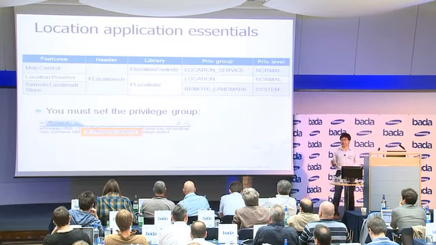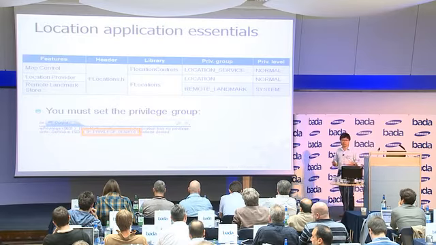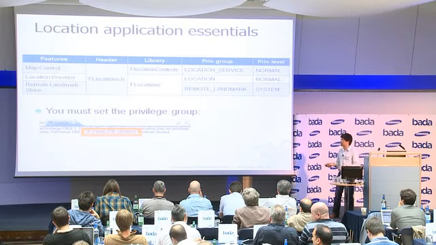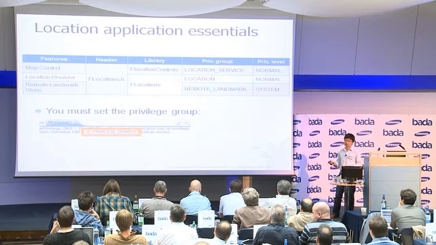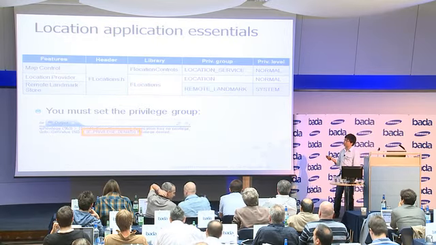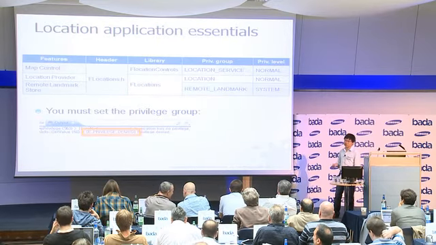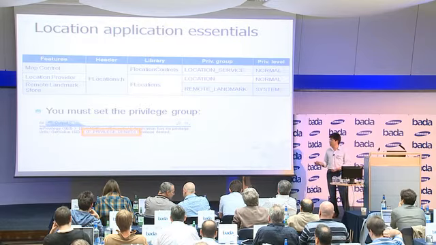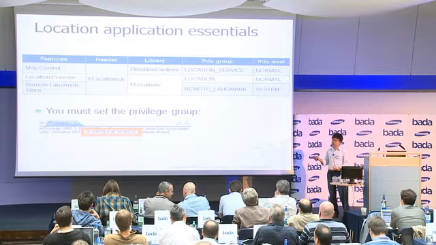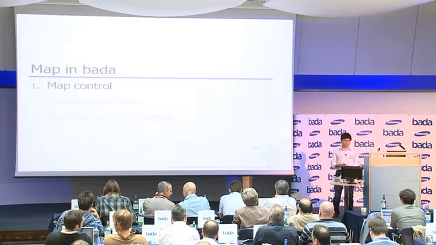And some information: when you are compiling your code and running from the simulator and you see an error that says E privilege denied, that's pretty much because you forgot to include these privilege groups in your manifest file. So beware, if you see these errors, you probably forgot this information in your manifest file.